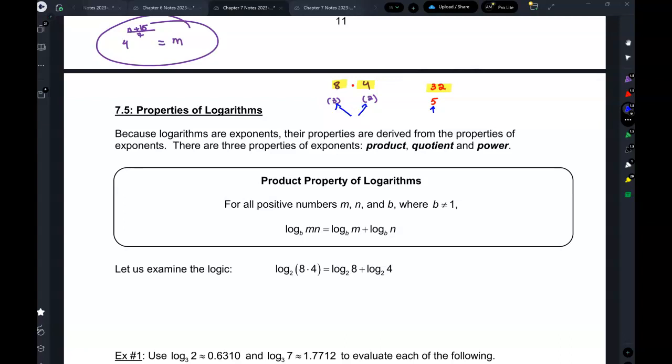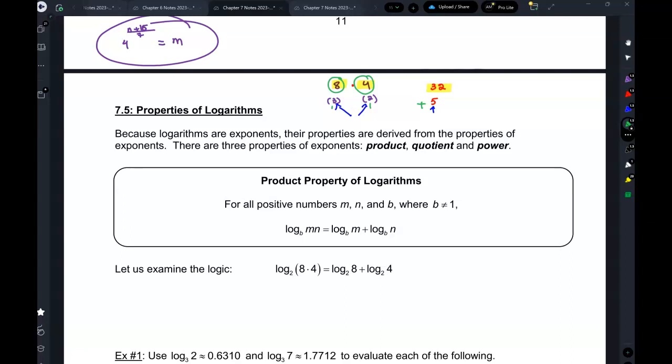Now, if this is a logarithm, and I asked, what is log base 2 of 8? You would say 3. What is log base 2 of 4? You would say 2. What is log base 2 of the product? You would add the exponents. So when I multiplied the two numbers, I ended up adding the exponents.